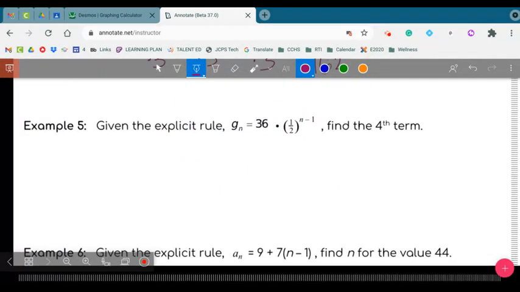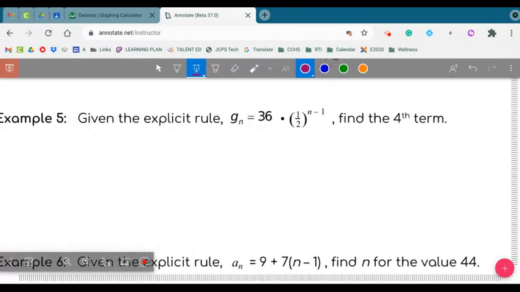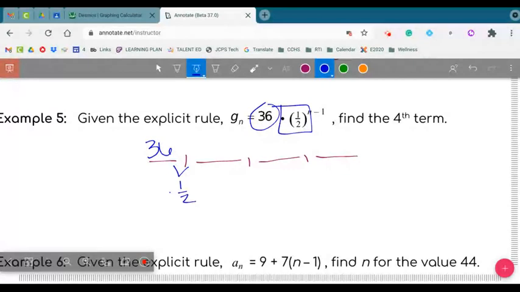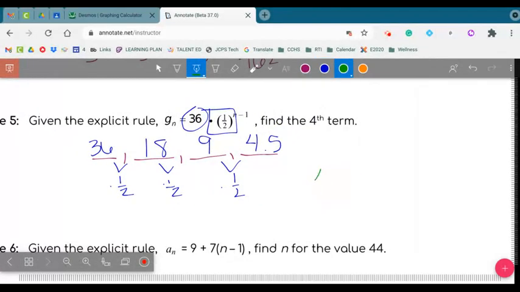Okay. The next one, it says, given the explicit rule, find the 4th term. So we have to find the 4th term. So let's draw our 4 lines. Our first term is 36. And we're multiplying by 1/2 each time. So half of 36 is 18, half of 18 is 9, and half of 9 is 4.5. So our 4th term is 4.5.